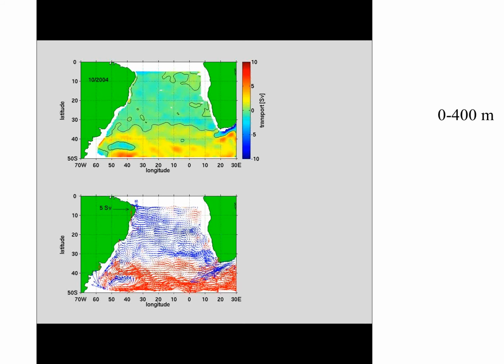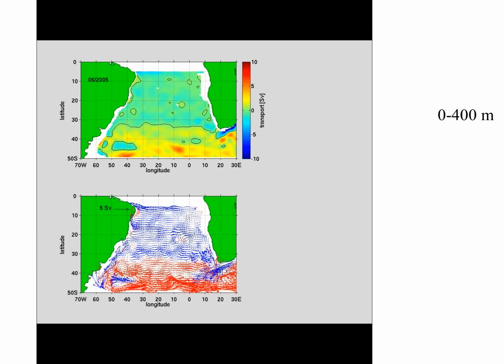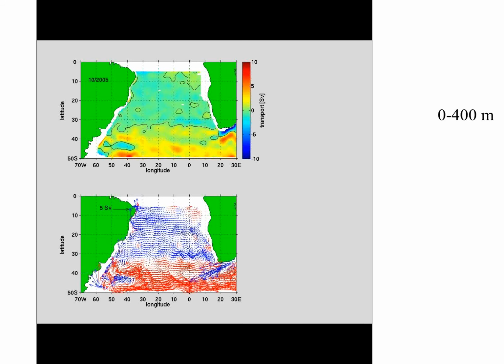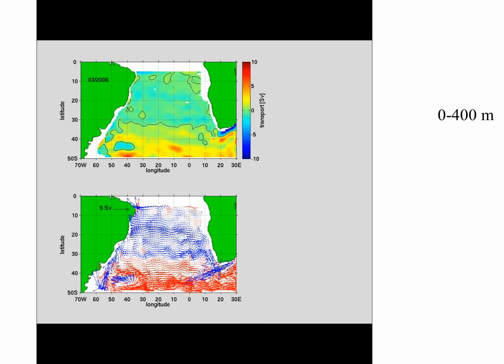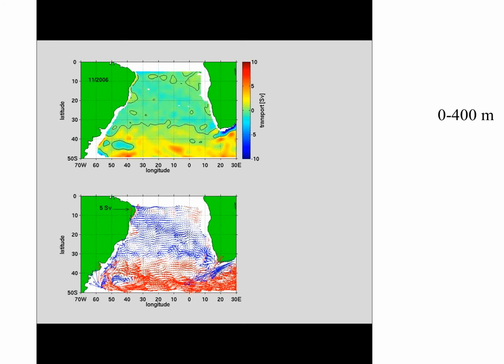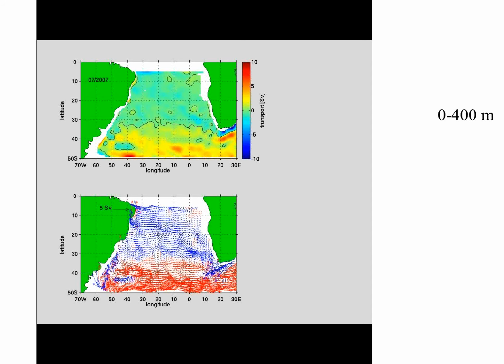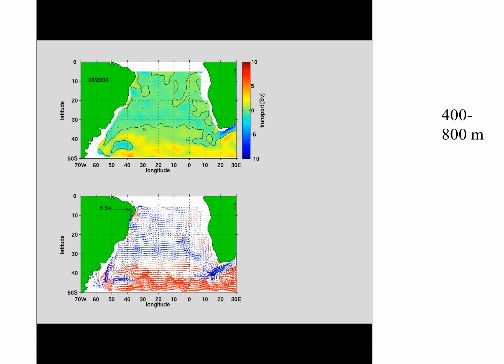So anyway, this is the upper 400 meters. It pretty consistently shows the subpolar gyre here. It shows some variability in the Gunnerus cone region, and some variability along the western boundary as well. Let me stop this one and go for the next one.